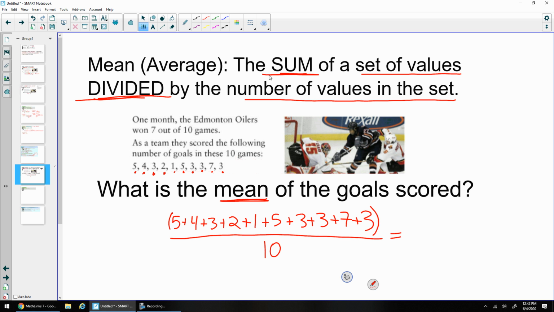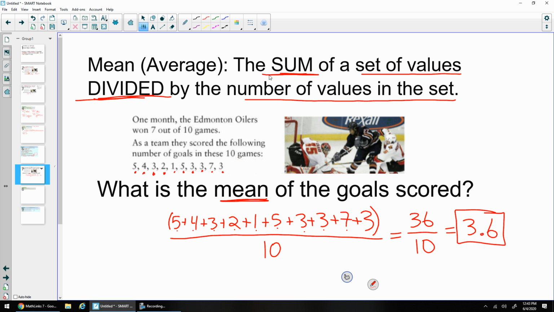So let's add these together. 5 plus 4 is 9, plus 3 is 12, plus 2 is 14, plus 1 is 15, plus 5 is 20, plus 3 is 23, 26, 26 plus 7 is 33, plus 3 is 36. So we get 36, and that's being divided by 10. Can't forget to divide by 10, which equals 3.6. So 3.6 is the mean.